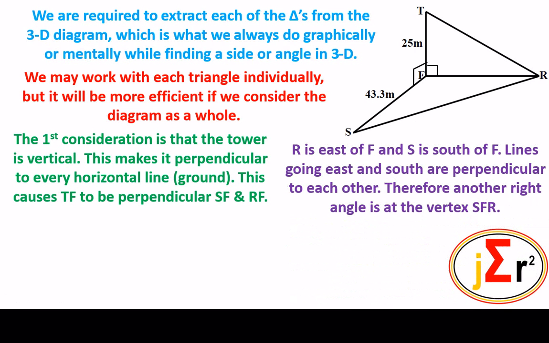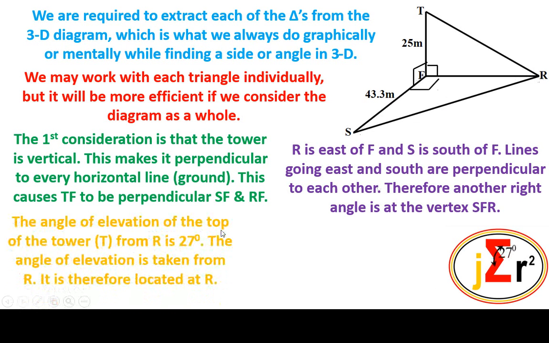R is east of F and S is south of F. Lines going east and south are perpendicular to each other. Therefore, we have another right angle, and that is located at the vertex SFR. Well, it is the same vertex that all of them are located. We have another right angle located at that vertex because R is east of F and S is south of F. We will have a right angle right there.